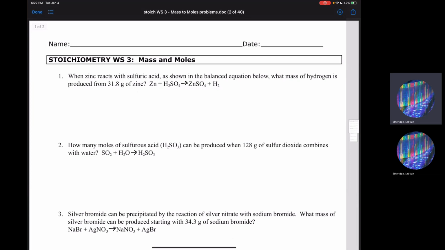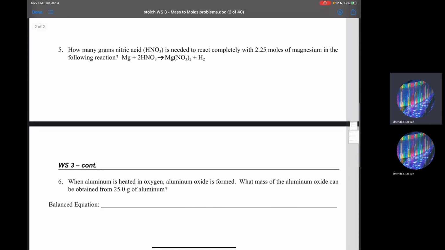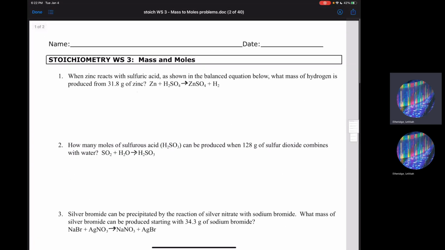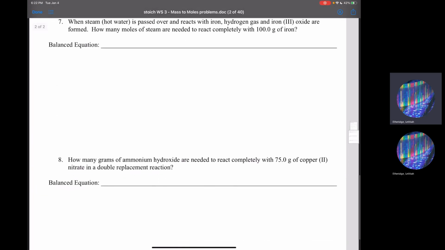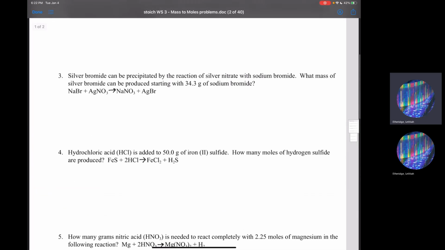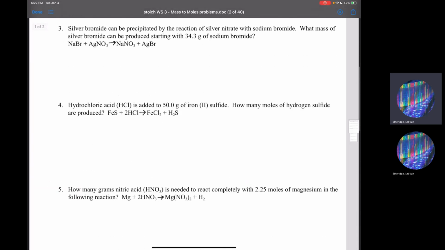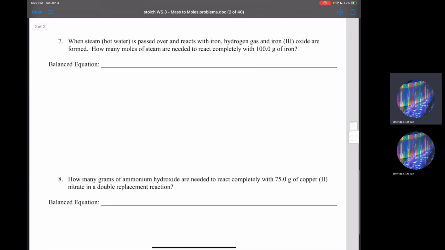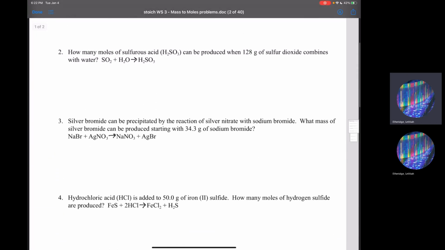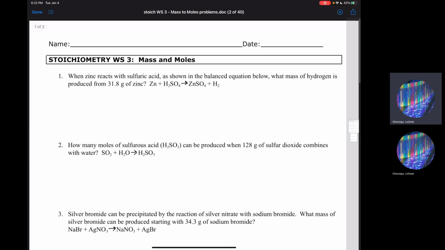Okay, so we have zinc reacting with sulfuric acid. For the first 5 questions, your equations are already balanced. And then I think I gave you 3 where you actually have to balance the equation and figure it out. So we will go through 1 through 5, and then I'm going to leave you to do 6, 7, and 8. Sorry, I know the scrolling up and down the screen is probably making you guys a little bit dizzy, so let me stop that.